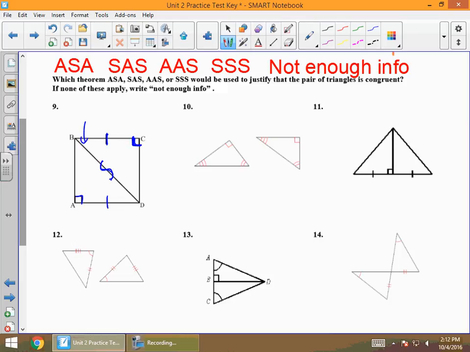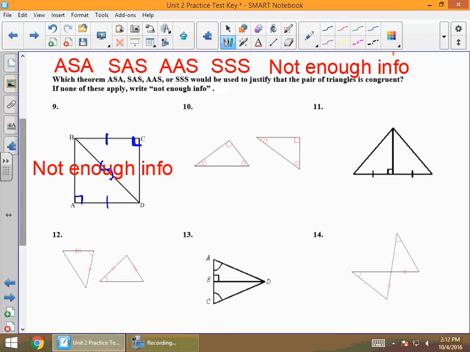I need the angle to be sandwiched between the sides, but I don't. So in number 9, you actually have angle, side, side, which is not one. So number 9 is not enough info. Number 9 is not enough info.